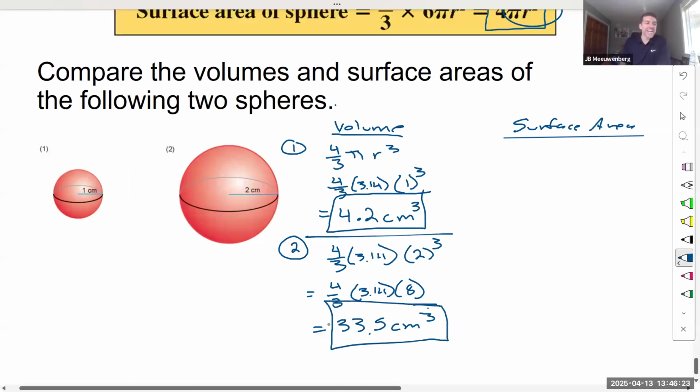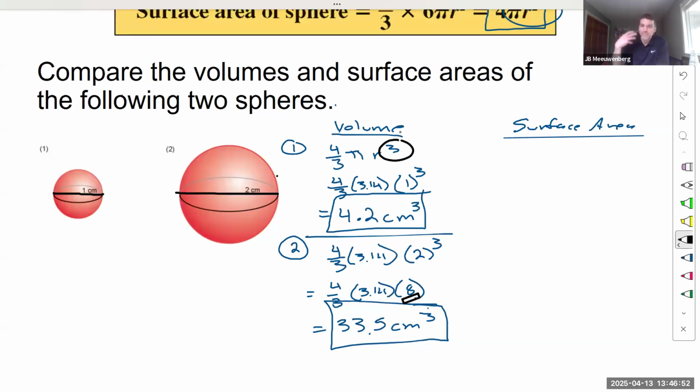What you might notice is that if we're just comparing the volumes, the second one is actually 8 times bigger than the first one, even though its radius was only 1 centimeter more. Its diameter was twice as big. It had a diameter of 2, and this had a diameter of 4. So this is twice as big across, but its volume is 8 times greater. Why is that? It's because we have to cube in the midst of our calculation.